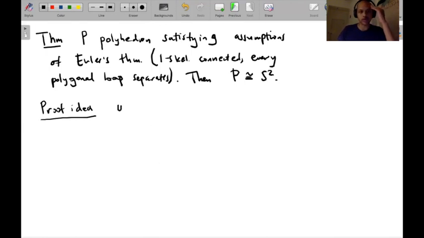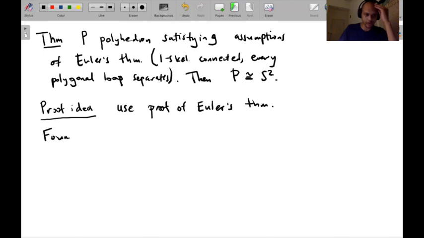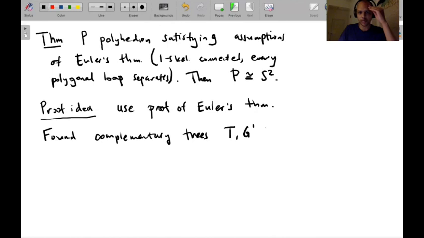So we're going to use the proof of Euler's theorem in the following way. So there we found complementary trees, T and G prime in P. And what we're going to do is thicken these two disks.